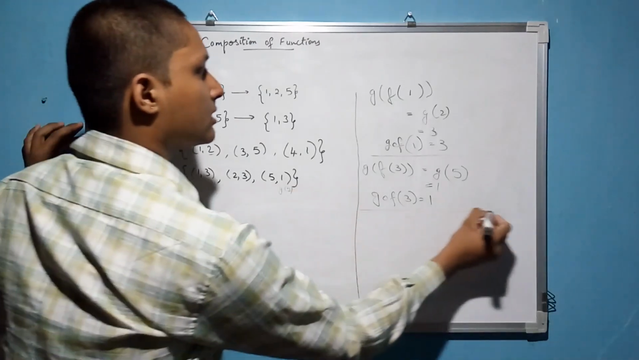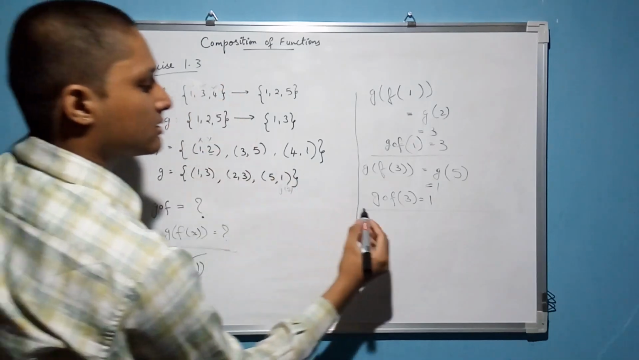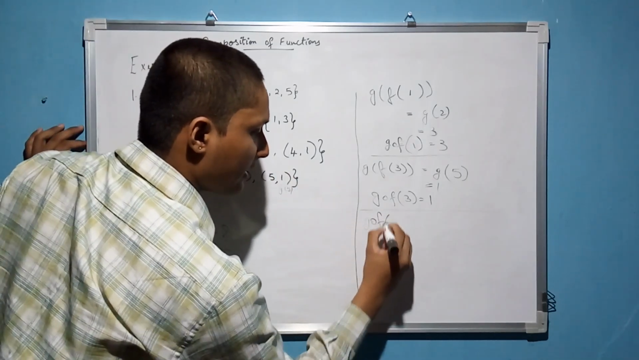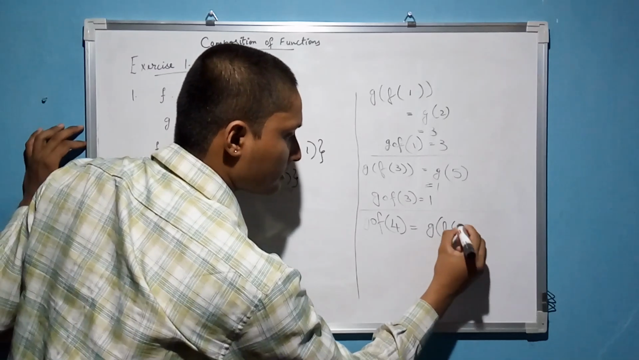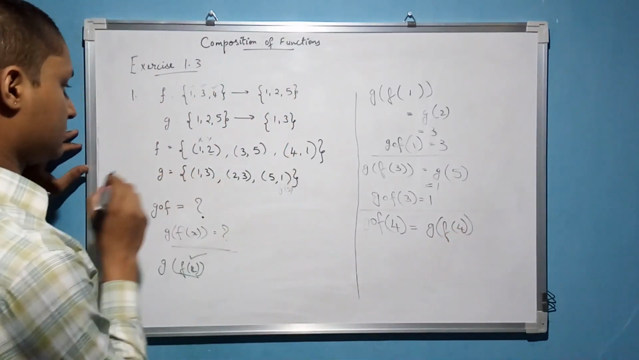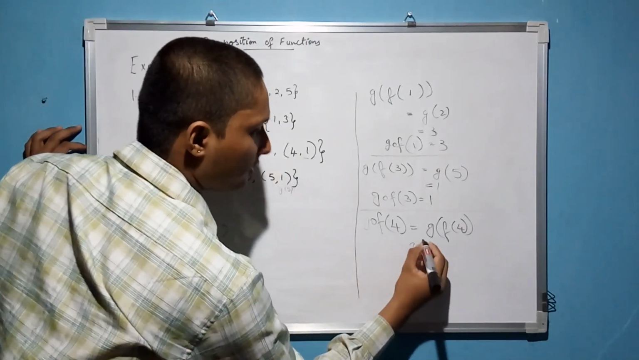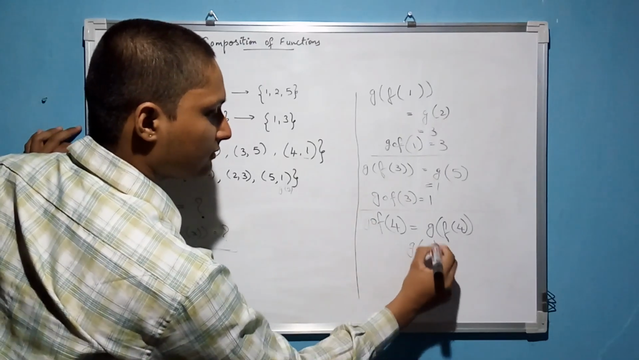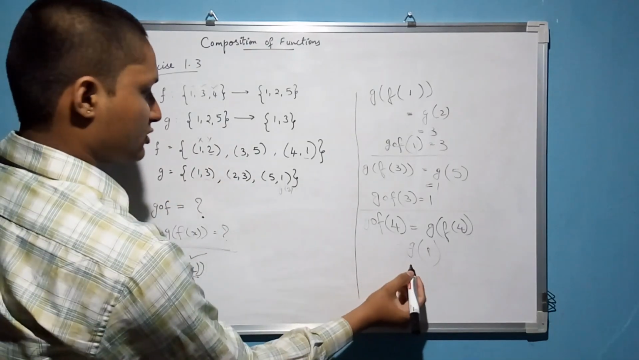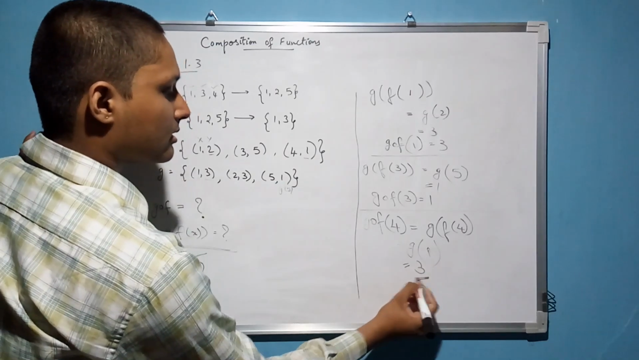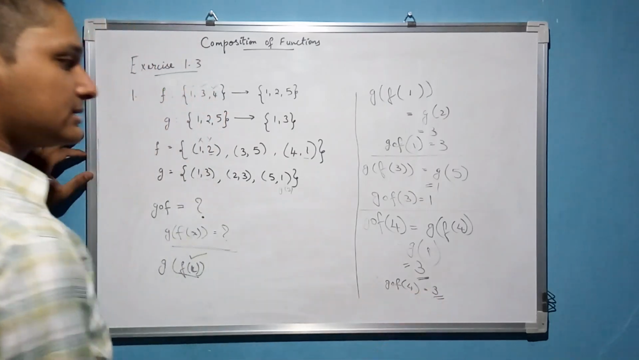The next term: 1 and 3 are over, only 4 is remaining. So g dot f of 4 is g of f of 4. What is f of 4? F of 4 is 1. So this is g of 1. What is g of 1? This will be g of 1, and that comes to be 3. Therefore, g dot f of 4 is equal to 3. This much I got now.